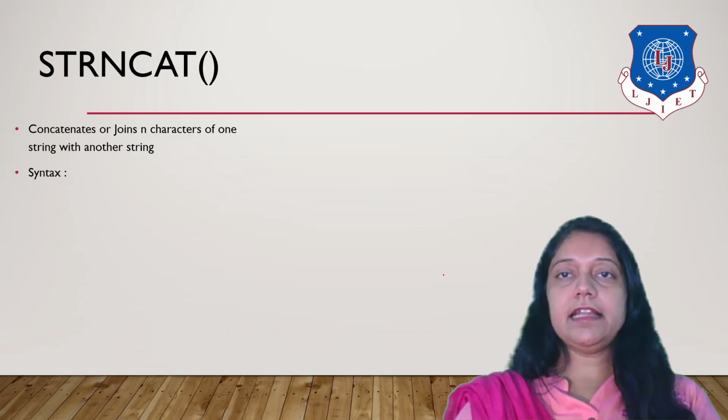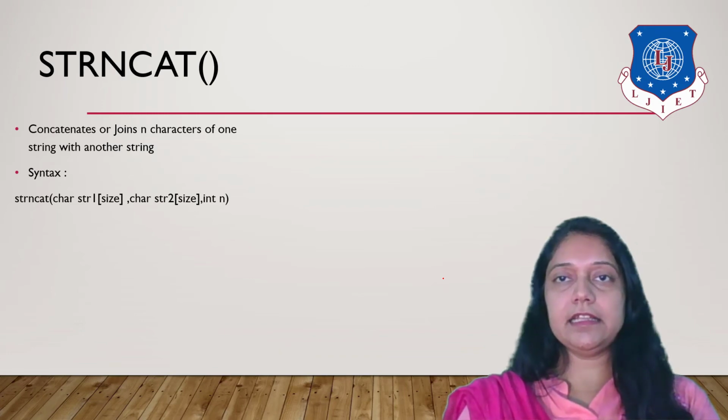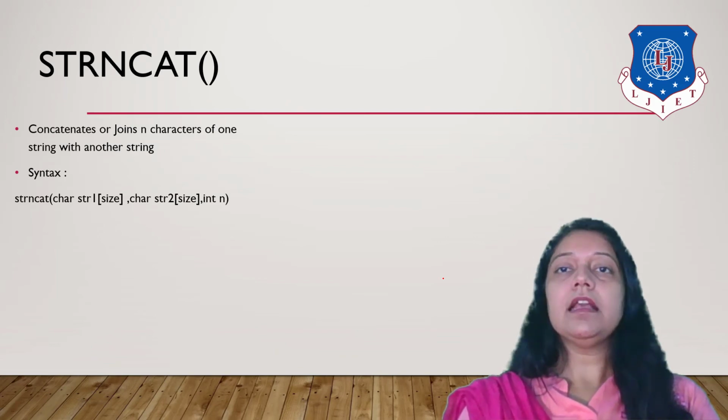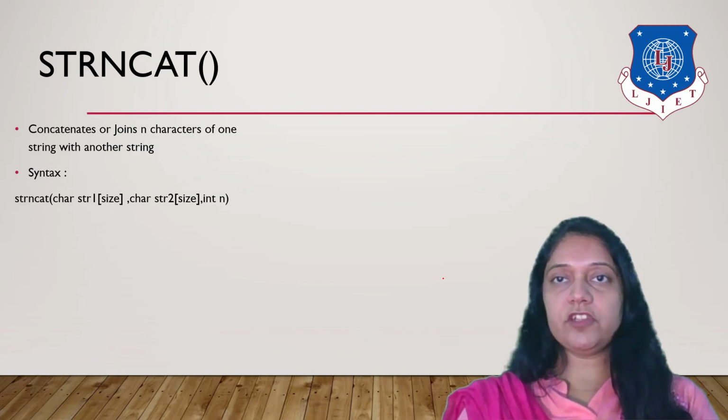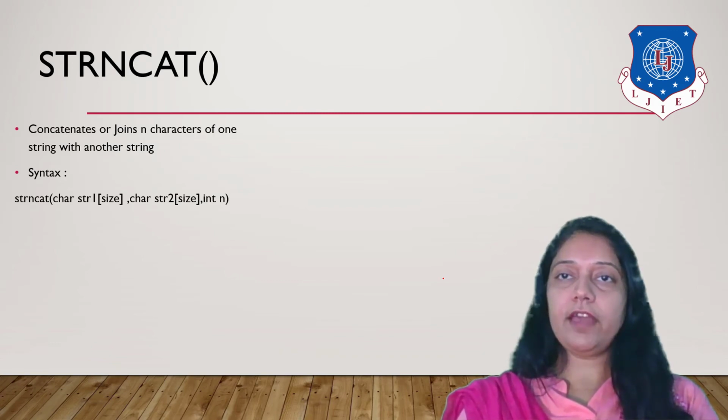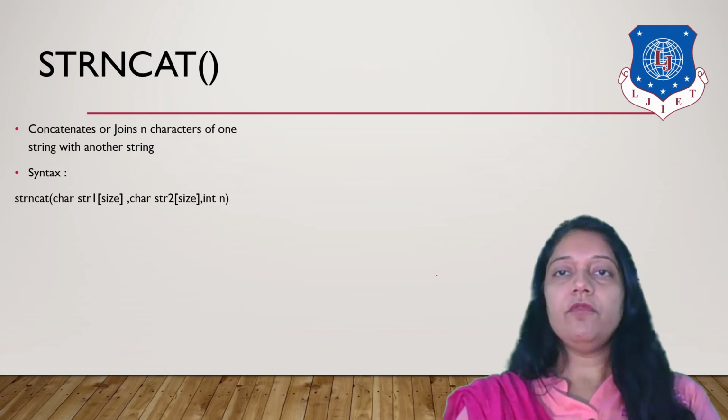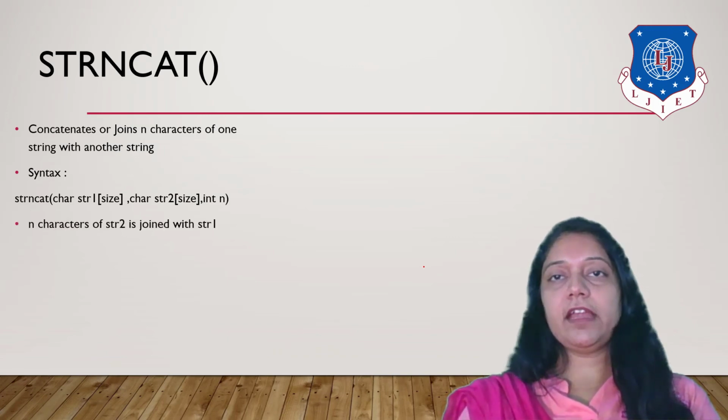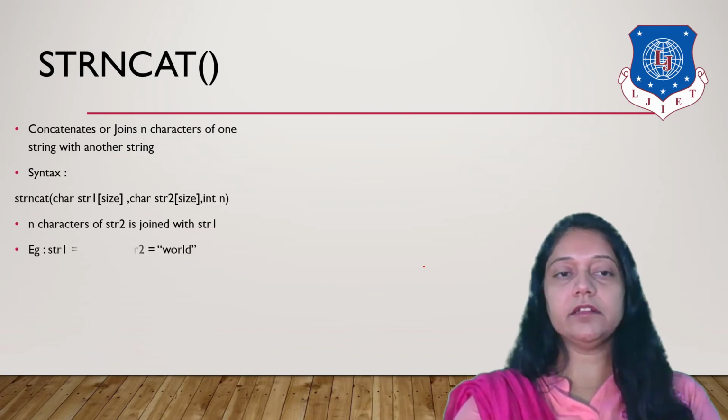What is the syntax of strncat? strncat. Again, in brackets, you are going to pass three different values. The first would be the destination string or string 1. The second would be string 2, which you want to join. And then the third will be the value of n. So, n characters of string 2 will be joined to string 1 here.